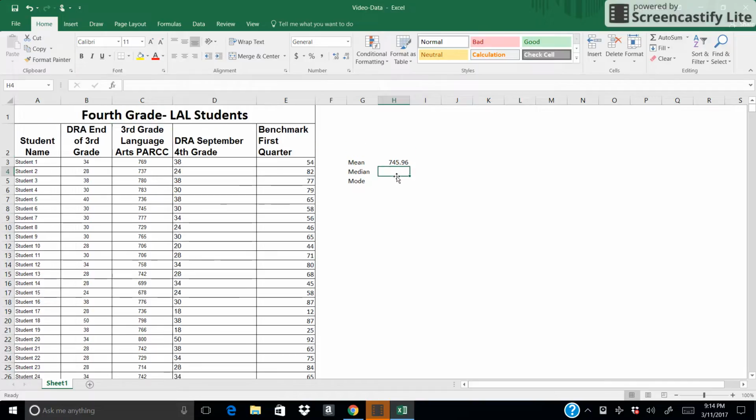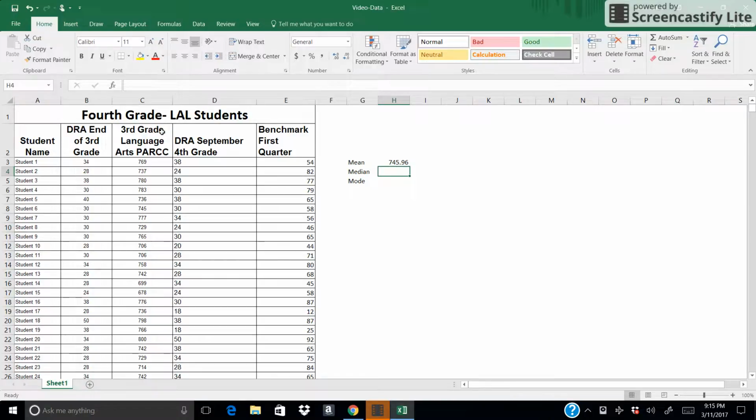Okay, next we're going to calculate the median. We're going to do the same exact thing. We're still looking at the third grade language arts PARCC scores. The median is also an average. It's the midpoint in a set of scores. It is the point where half of the scores are above this number and half the scores are below.